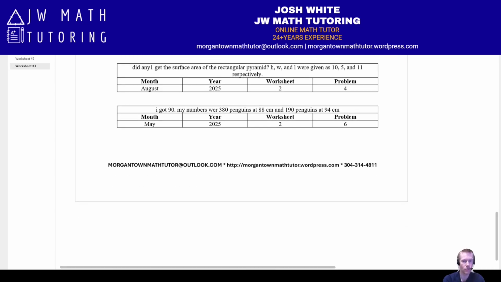The last one is the one dealing with penguins. Technically, it's a weighted mean that you're finding. You're given 2 groups of penguins, and there's so many in one group, and the mean is this, and so many in another group, and the mean is that. You can also technically set it up as a frequency table, but in any case, if you want to see how to solve that problem, May 2025, worksheet number 2, problem 6.